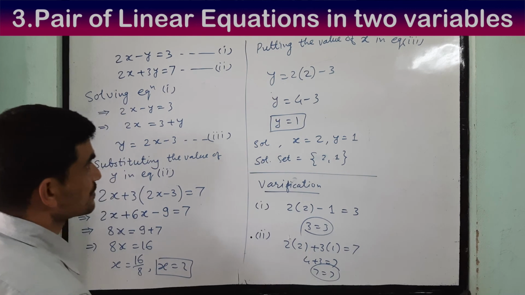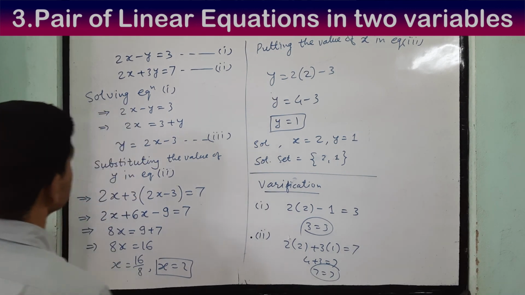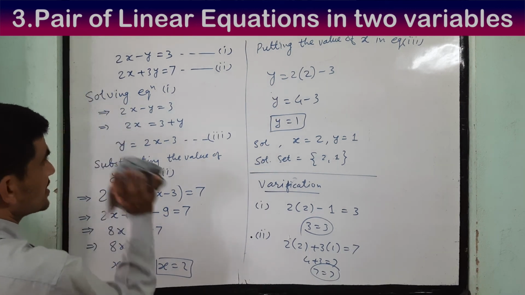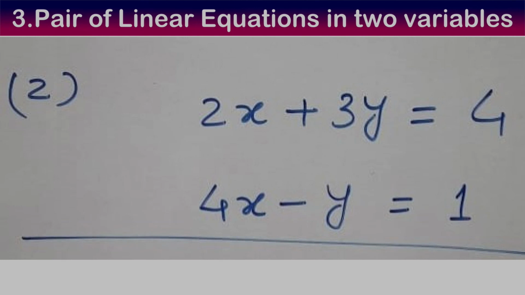Okay, now the next question, is it clear? So clear. The next question is 2x plus 3y equal to 4. Okay, so we have these two equations.